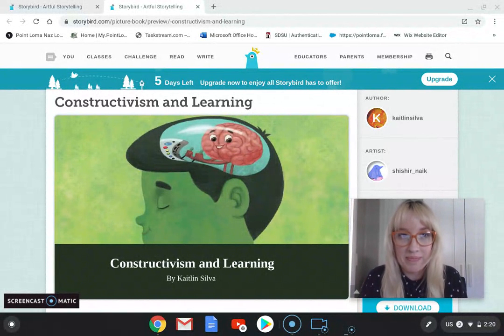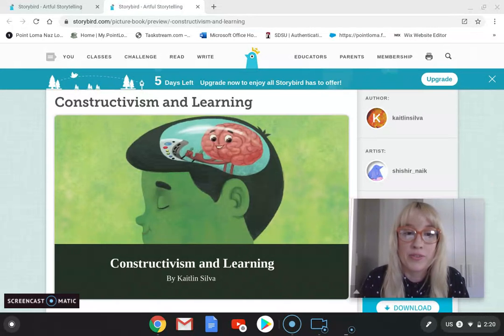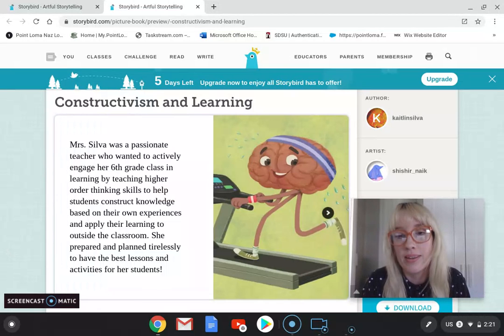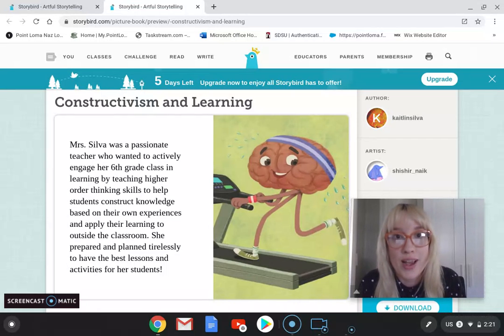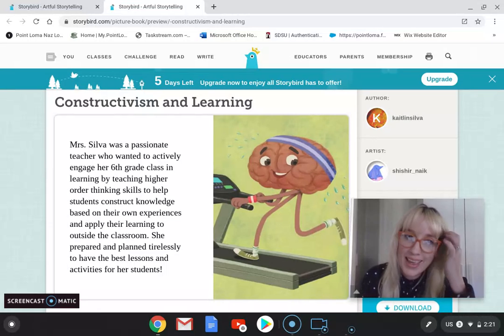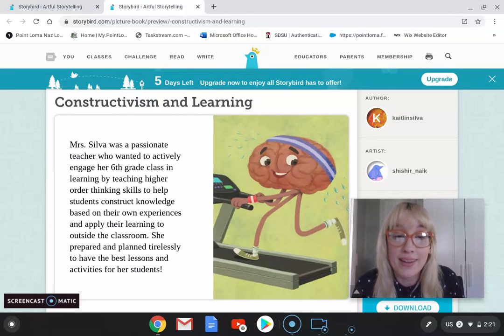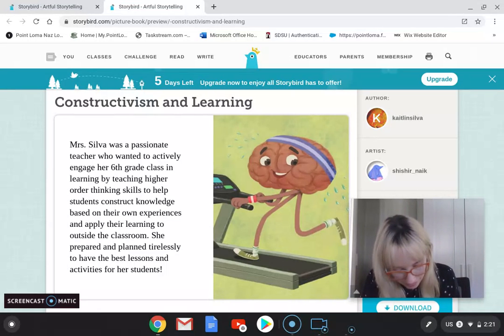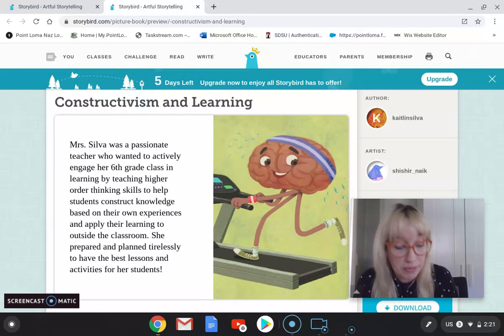Here's my story on constructivism. It's about a teacher named Mrs. Silva who wants to implement constructivist teaching strategies into her classroom. She has a 6th grade class, and she wants to help engage and motivate her students to take an active role in their learning process.